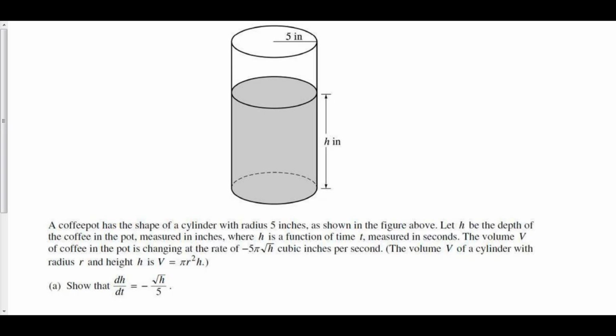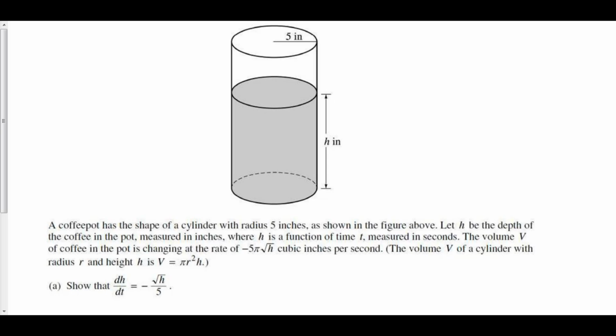A coffee pot has the shape of a cylinder with radius 5 inches, as shown above. Let h be the depth of the coffee in the pot, also measured in inches, where h is a function of time t, measured in seconds. The volume V of coffee in the pot is changing at the rate of negative 5 pi root h cubic inches per second. Show that dh/dt, the rate of change of the height with respect to time, is negative root h over 5.